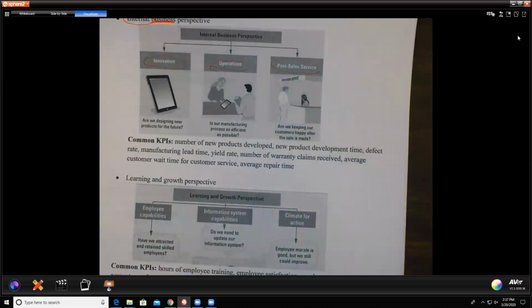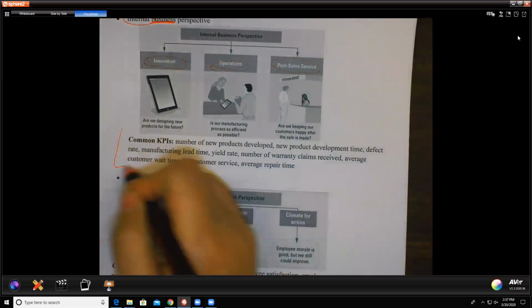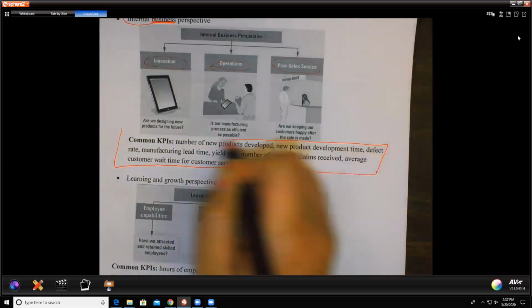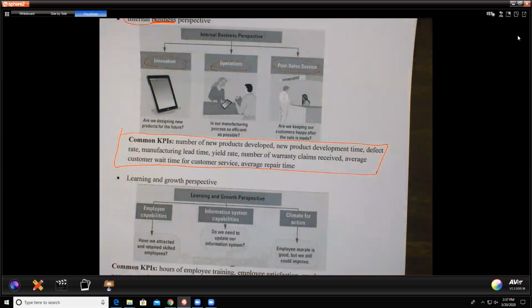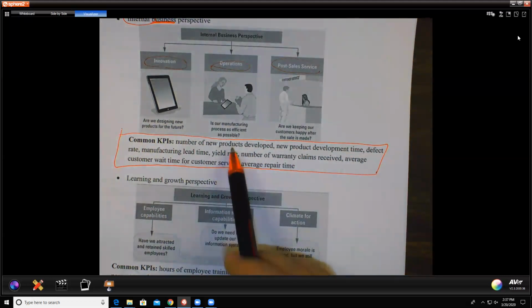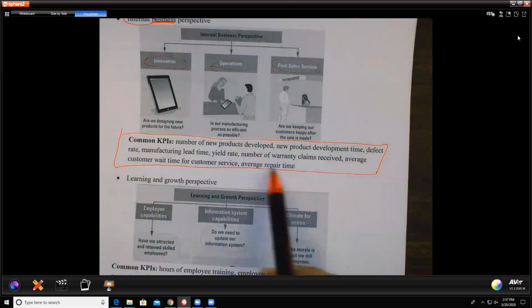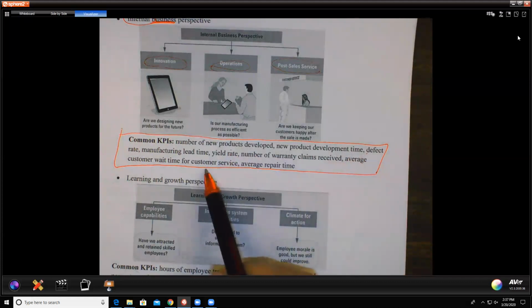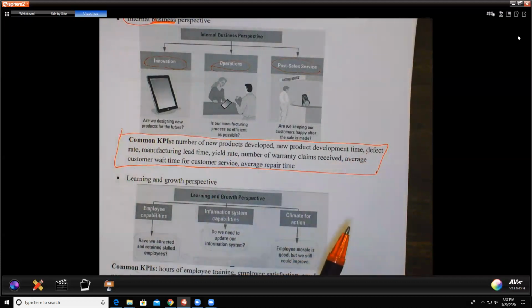I'm not going to read them all, but this is the main thing students struggle with because it has more measures, right? From new products, to your defective rate, to your repair time, to your customer service. Those things are internal business.